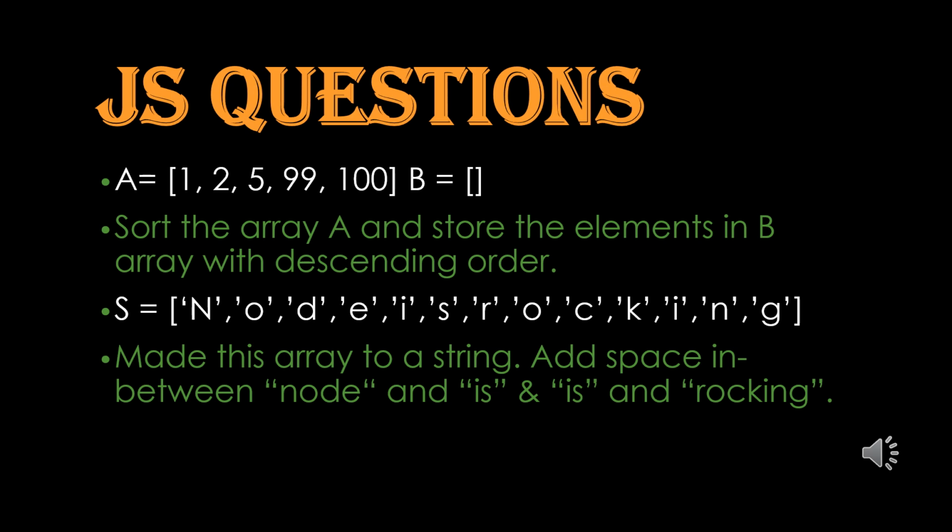And second one is s equals node is rocking, which is split. So we need to convert this array to a string and add a space in between node and is, and is rocking. So based on that, it will be formed as a single string. So how you will achieve that, you need to explain here.